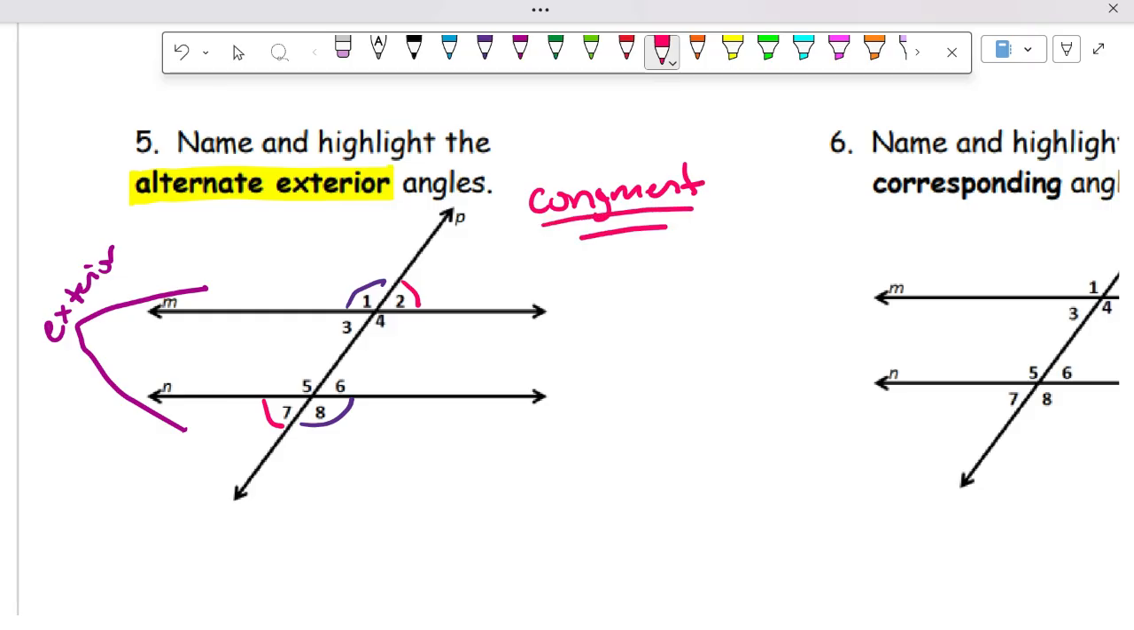Because same thing as what I said with the interior. If you pick a point on the transversal and you rotated angle 1 180 degrees, it would fall perfectly on top of angle 8. So angle 2 is congruent to angle 7. Angle 1 is congruent to angle 8.